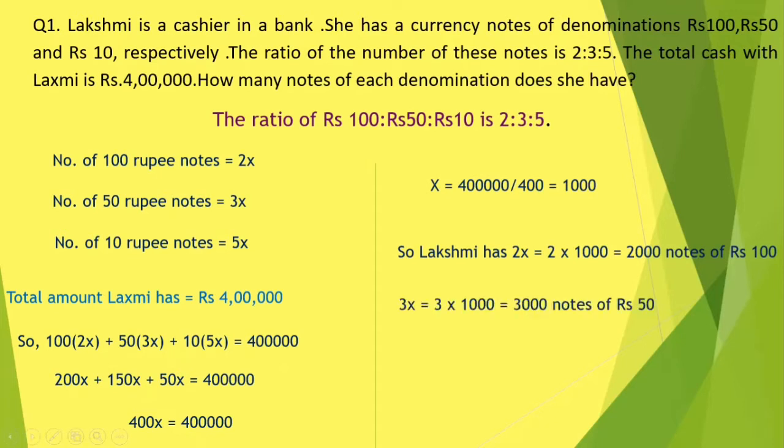And the number of 50 rupee notes is 3x. So that is 3 multiplied by 1000 which is 3000 notes of rupees 50. And 10 rupee notes is 5x. So 5 multiplied by 1000, that is 5000 notes. Got it children? Watch again if you have not understood.